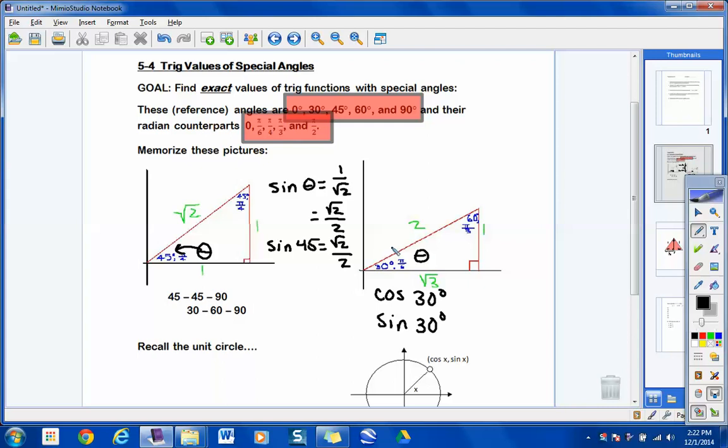Okay, so let's talk about this as it relates to my 30-degree angle. Cosine of 30, what over what, gang? What's the adjacent leg in this? Root 3, isn't it? What's the hypotenuse? 2. Okay? Let's do the sine of 30 degrees. What's the opposite leg to 30 degrees, kiddos? 1. Sine is opposite over hypotenuse, so 1 over what?